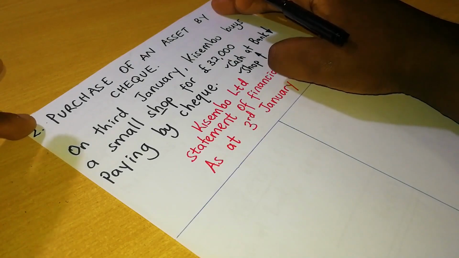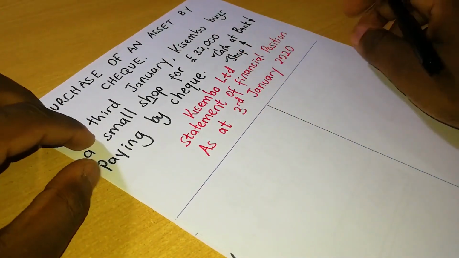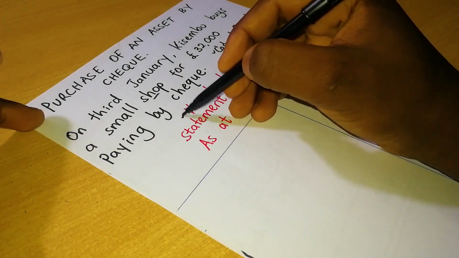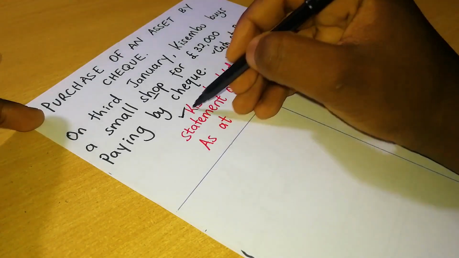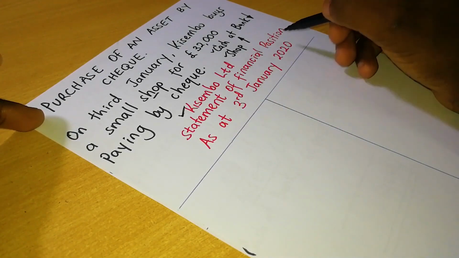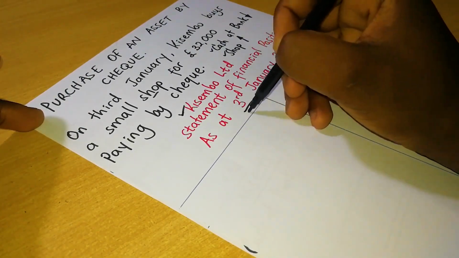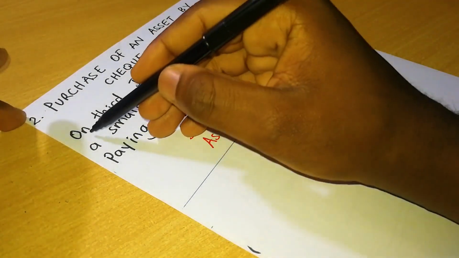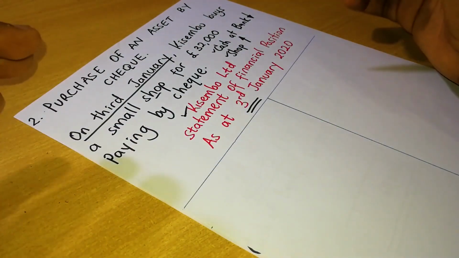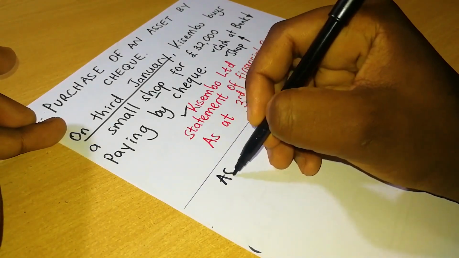So we ask ourselves, in our previous write-up, of course, now we have the name of the company or the entity, which is Kisembo Limited, statement of financial position, or call it balance sheet, as at 3rd January 2020. We say as at 3rd January because this transaction took place on 3rd January. So our balance sheet is representing the position of the business on 3rd January. So this side we have assets.